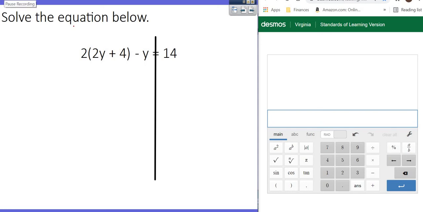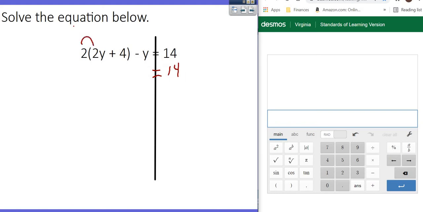Solve the equation below. So when you solve an equation, you draw that line, write down the equal sign, and then you have to look. And I see parentheses, which means we're going to have to distribute. But I also see an extra variable there, so we're going to have to put families together. So let's start by writing equals 14, because we know that's where we're going to end up.